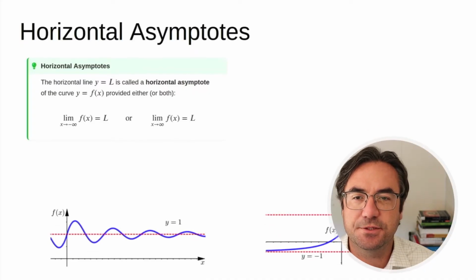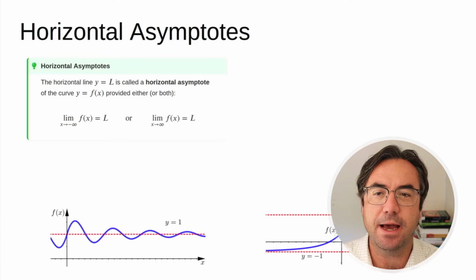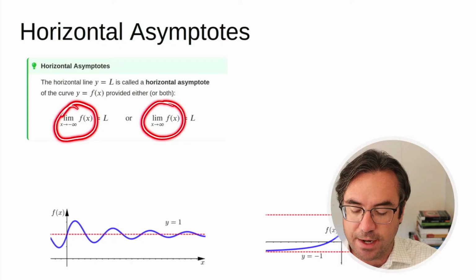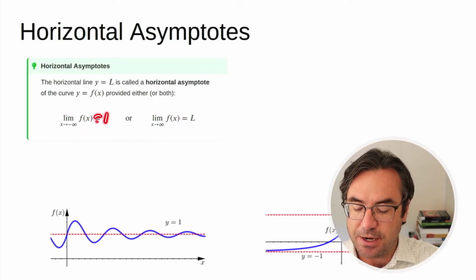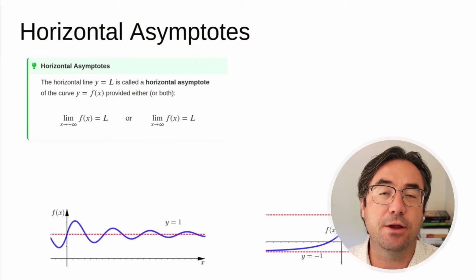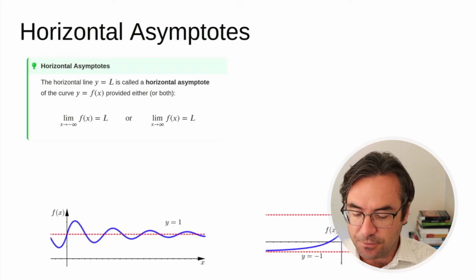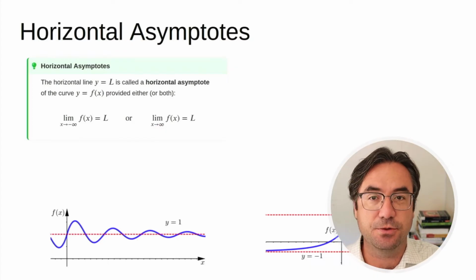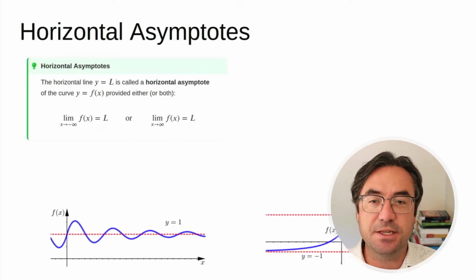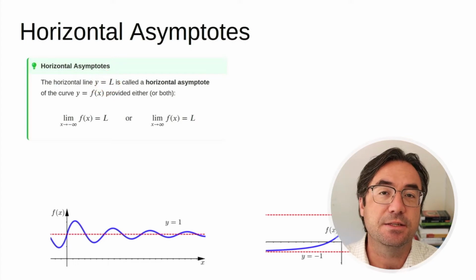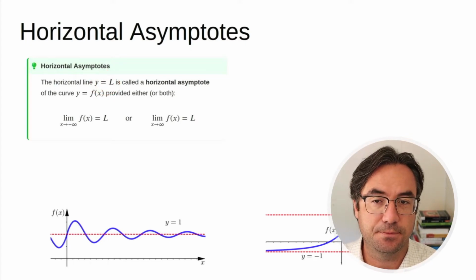I just want to look at a couple graphs. Something special happens when our limit, either the left end limit or the right end limit, is equal to a number L. When that happens, we have something on our graph that's called a horizontal asymptote. So if we have a function y equals f of x, and we calculate either the limit as x goes to minus infinity or the limit as x goes to infinity, and we find that either of those limits is equal to this number L, then the equation y equals L is called a horizontal asymptote.